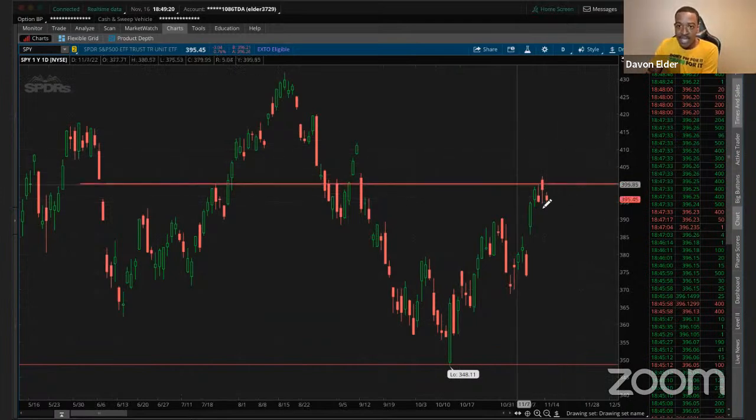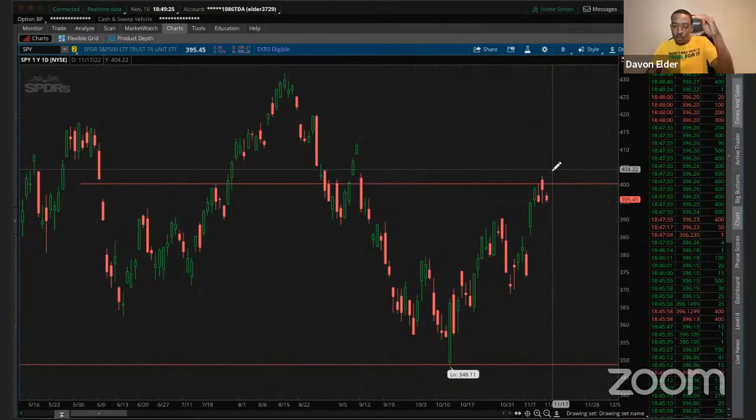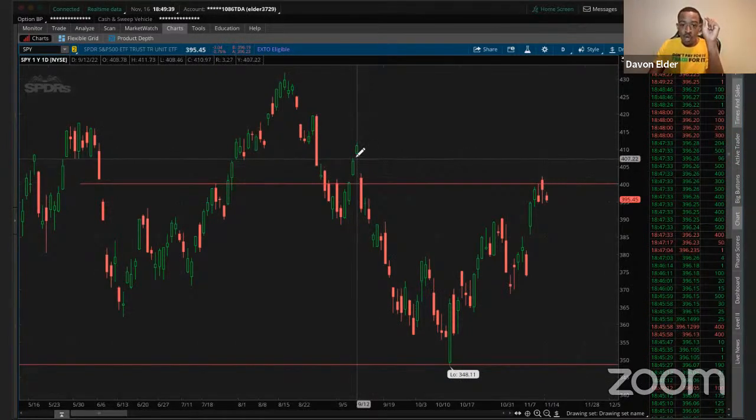But this is a red candle. This is a bearish candle, right? And as we can see, the body of the candle opened up above 400, but we closed below 400, right? And in addition to that, we have not closed above 400 since September 12th. So it's been more than 2 months since we have closed above that 400 level.